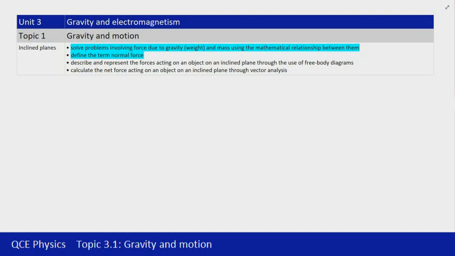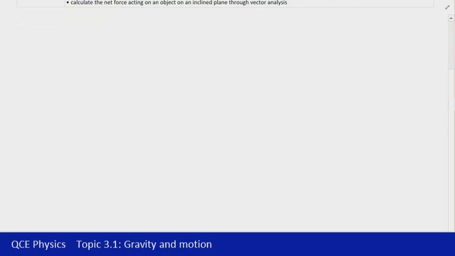In topic 2.1, linear motion and force, some of the concepts that we dealt with there were Newton's laws of motion, forces acting on an object, and free body force diagrams. In this bit of work on inclined planes, we're going to make use of those concepts and we'll actually develop them a bit further as well. You can see there the two dot points that we'll be dealing with: weight and normal force. So we'll start with weight.